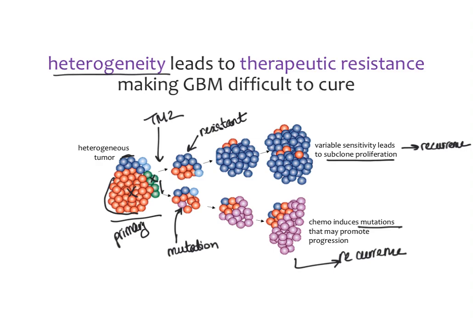I really want to focus on heterogeneity because it is one of the biggest things that prevents us from developing a really good therapy for GBM. Having all these different cell populations in the tumor means that it's very hard for us to develop one therapy that can kill off all the cells, because all the cells have these different characteristics and have different sensitivities to different drugs. So heterogeneity is something you always want to think about when you're thinking about developing a new drug for GBM.